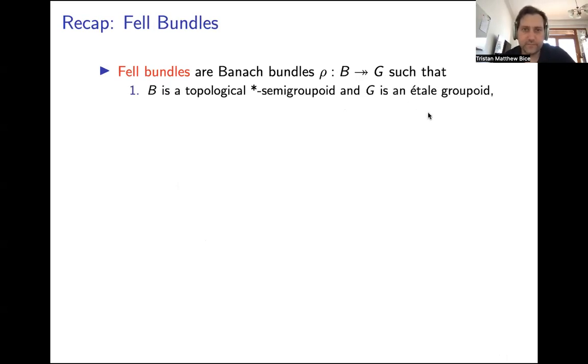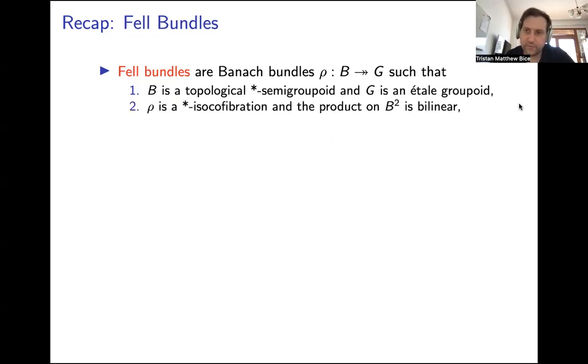Such that, moreover, each of the fibers is a Banach space, definitely. That's part of being a Banach bundle. But moreover, the total space B and the base space G have some compatible product structure. Specifically, B is what's known as a topological star semigroupoid. So it has a partially defined product, it's a semigroupoid, it has an involution star, and the star and the product are in particular continuous. And G is an étale groupoid, and we've certainly talked a lot about them up until now.